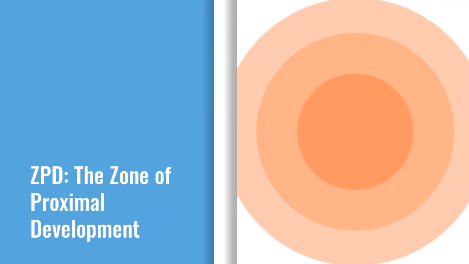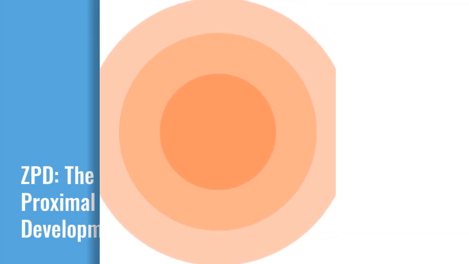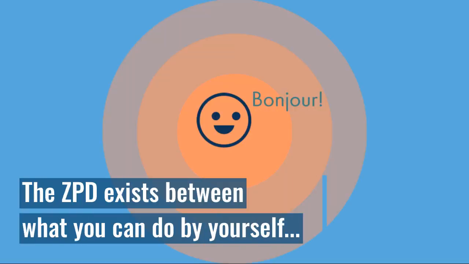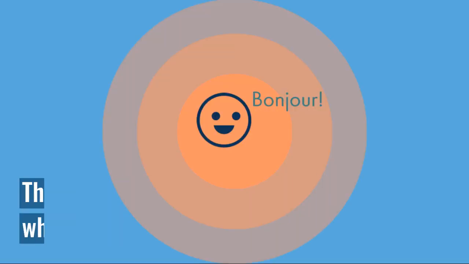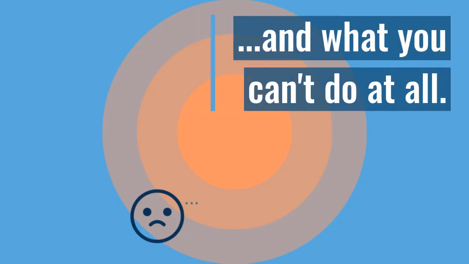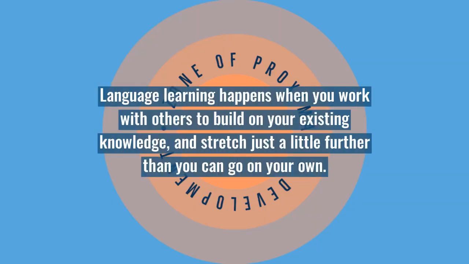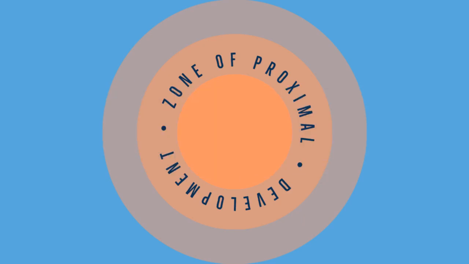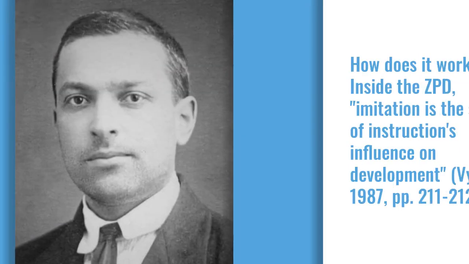Sociocultural theory proposes the zone of proximal development. The zone of proximal development exists between what you can do by yourself and what you can't do at all. Language learning happens when you work with others to build on your existing knowledge and stretch just a little further than you can go on your own. That's the zone of proximal development.